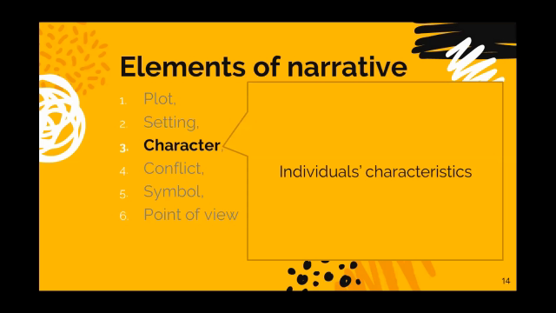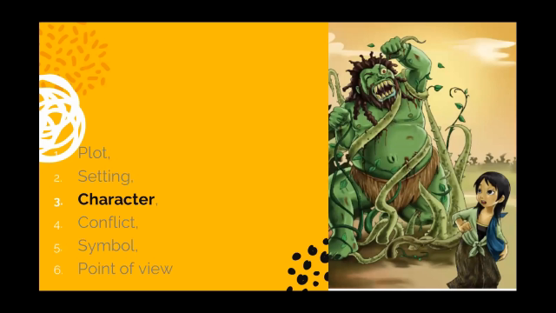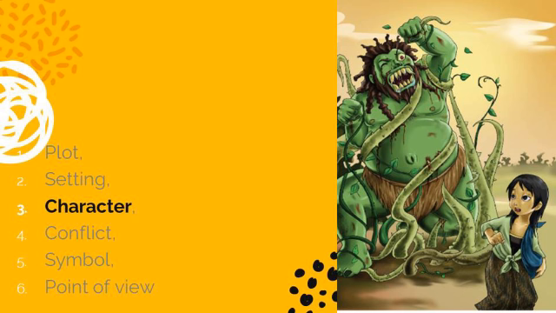The third element is character, which refers to the main individuals' characteristics. For example, in the story of Timun Mas, there are 4 main characters. The first one is Timun Mas, who is very brave and very persistent. The second one is Mbok Sirni. She is Timun Mas' mom, very lovely, very kind-hearted. The third one, the antagonist, is Buto Ijo. The fourth one is the ascetics or the hermits.